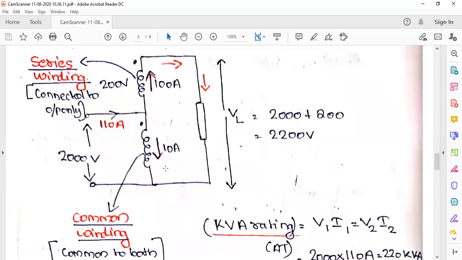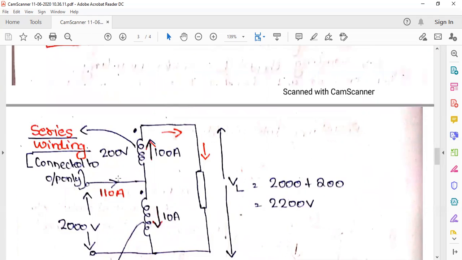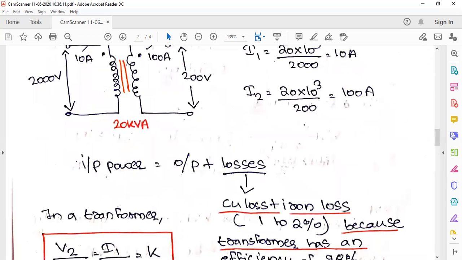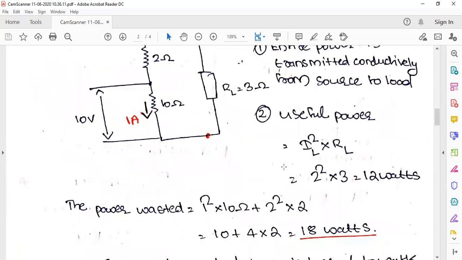So this is the figure of an autotransformer. We can see that a part of the winding is common to both primary as well as secondary. So this is the source, this will be the primary, and the combined winding will be the secondary. You will understand it when we go deep into it.